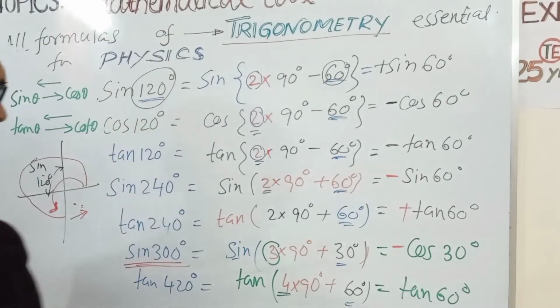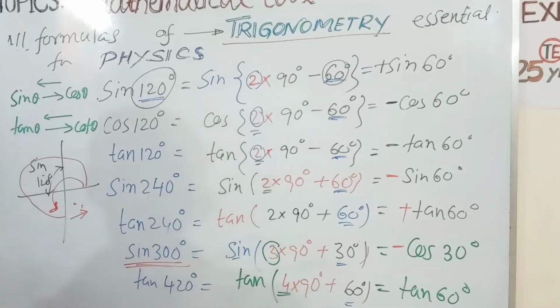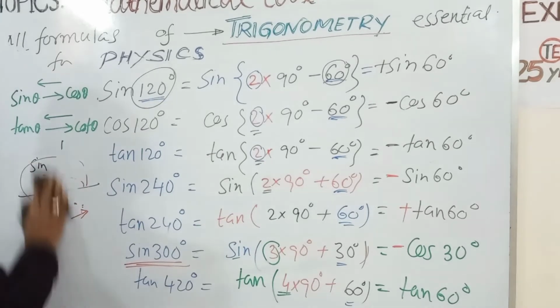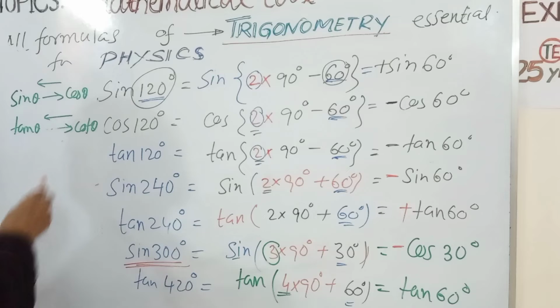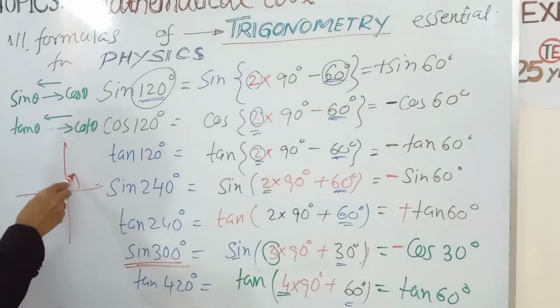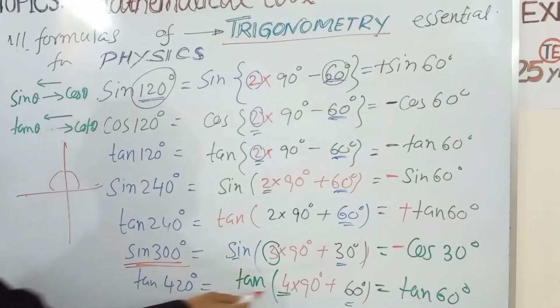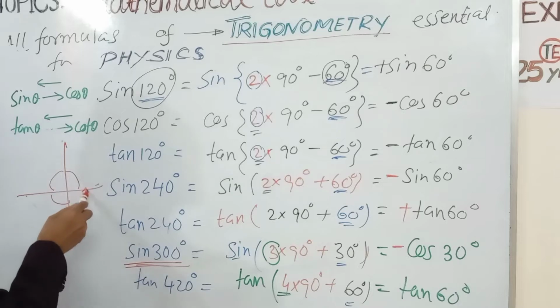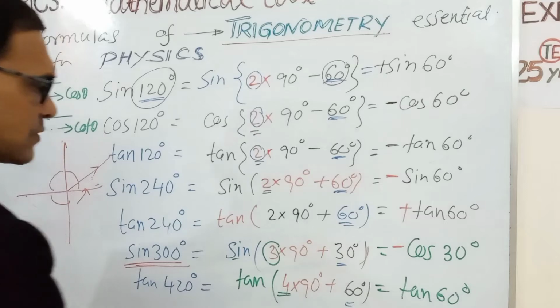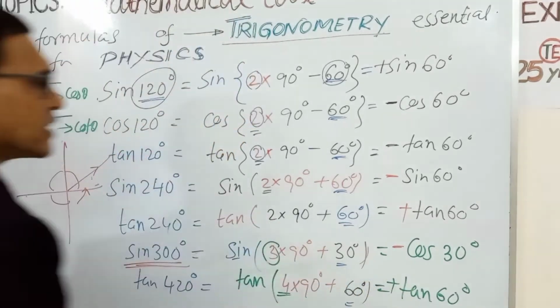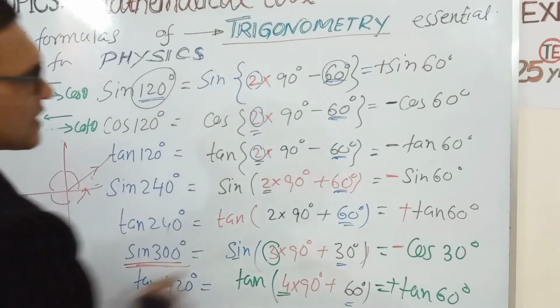Tan 420, that is 4 into 90 plus 60, at which quadrant? 420 lies here, 4 into 90 plus 60, that is in the first quadrant, tan is positive, so this way you assign the sign here.